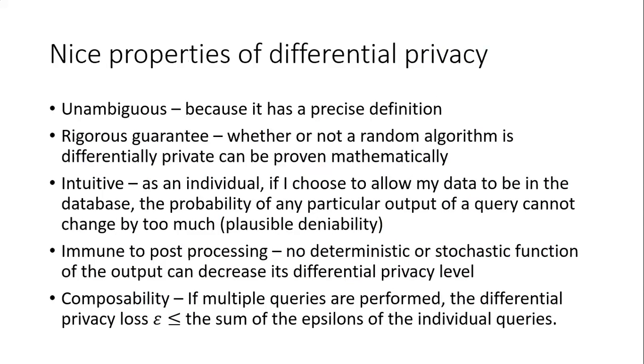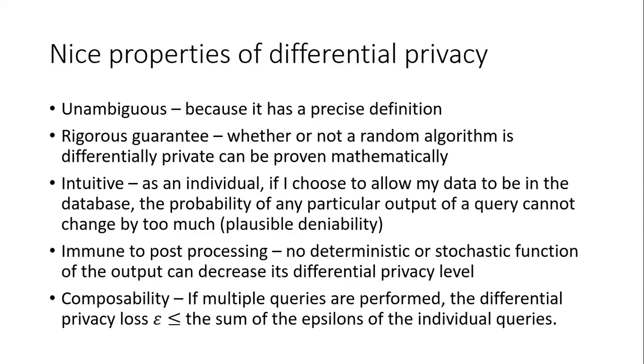So if you have a training data set and you train your machine learning algorithm, your GAN or whatever, and it's epsilon differentially private, then you take that output and give it to somebody, there's nothing they can do to it that'll make it less than epsilon differentially private.